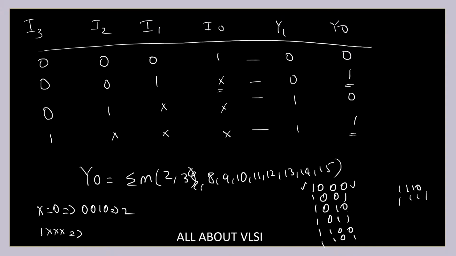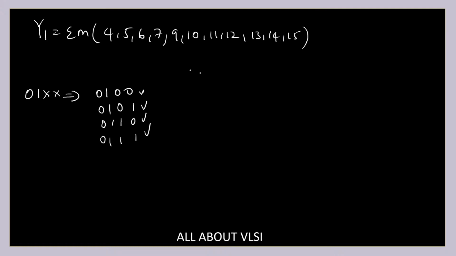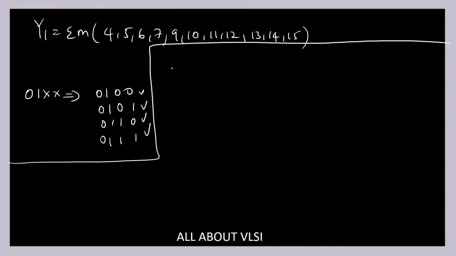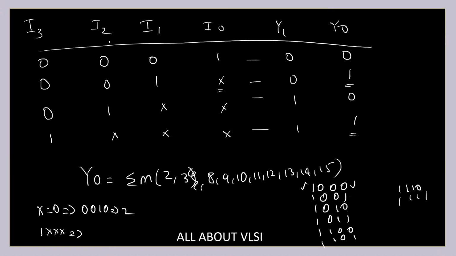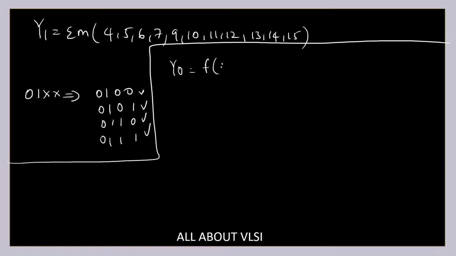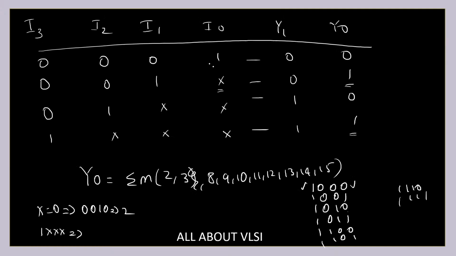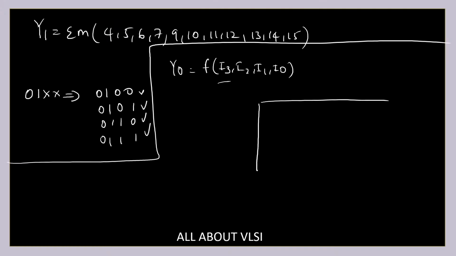Now using these minterms, you are going to simplify using K-maps and get the simplified Boolean expression. So for that, let's see the simplified Boolean expression. One second. Coming to y0, it's a function of I3, I2, I1, and I0, where I3 is your MSB and I0 is your LSB. Please be careful about it. I3 is your MSB and I0 is your LSB. I'm simplifying it.